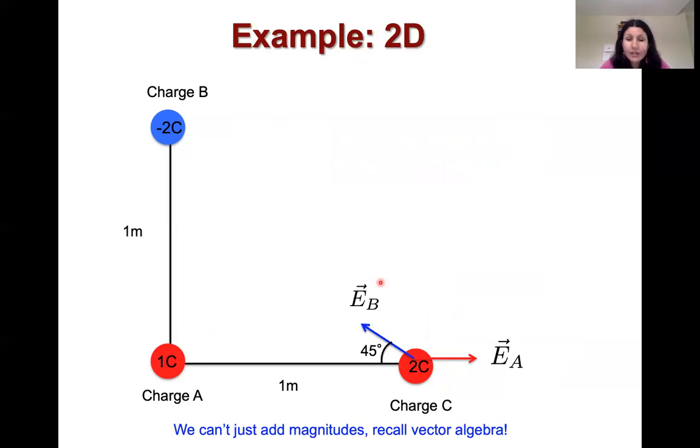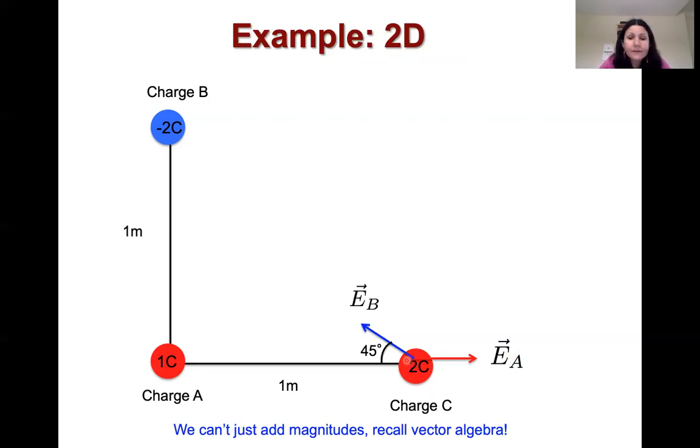So let's look at each electric field individually first. So there's a charge, it's a positive charge A. The electric field due to A then is going to point away from the positive charge, so it's pointing to the right at this location. We care about this location in particular because that's what we want to figure out. That's where charge C is. That's where we want to figure out what's the force that charge feels. So that's pointing to the right.